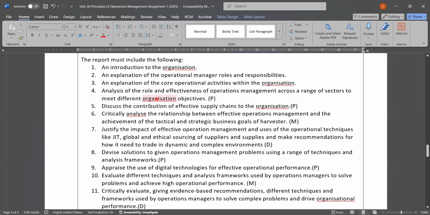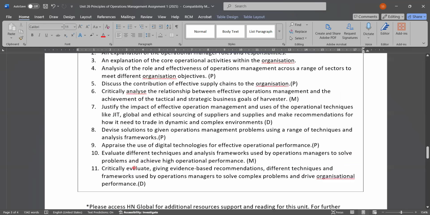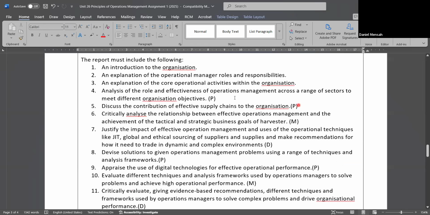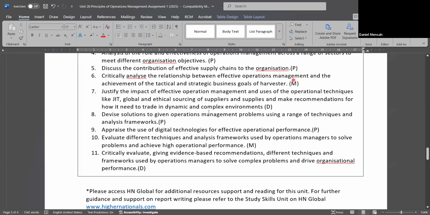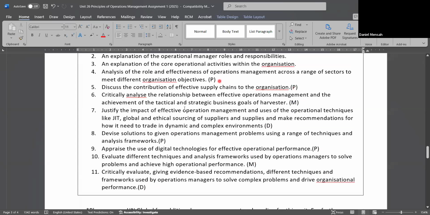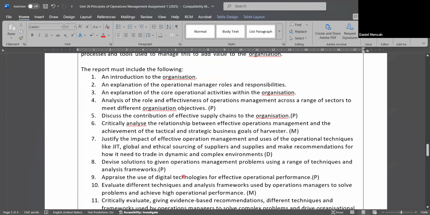I'm not going to read these points. So these are the 10 points, okay? Wherever I mentioned P, it means these are the criteria you must complete or meet for the pass. Wherever I mentioned M, you need to meet these criteria for merit. And wherever I mentioned D, it means you need to meet these criteria to achieve distinction. But first, your focus should be on P. At least you need to pass the assignment. Then you can progress toward merit and distinction, okay?